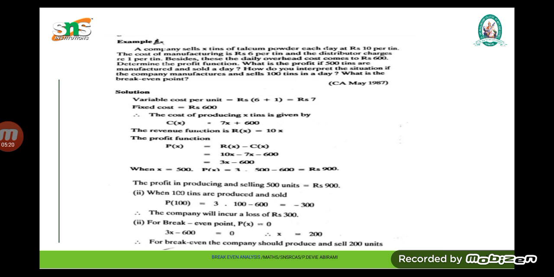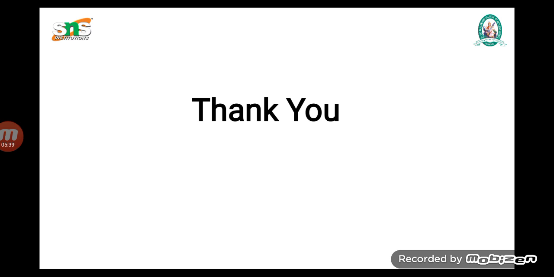So instead of getting profit or loss, I am going to calculate my break-even point, neither profit nor loss, by equating it to 0. I will get the value as 200. If I produce 200 units of talcum powder, I will get neither profit nor loss. So the company should produce about 200 units per day. Thank you.